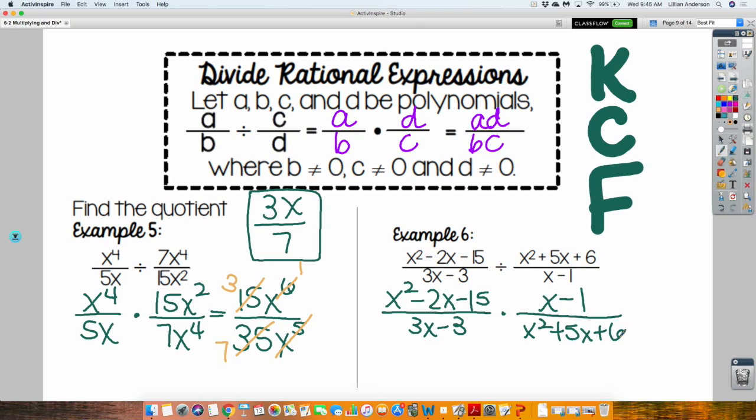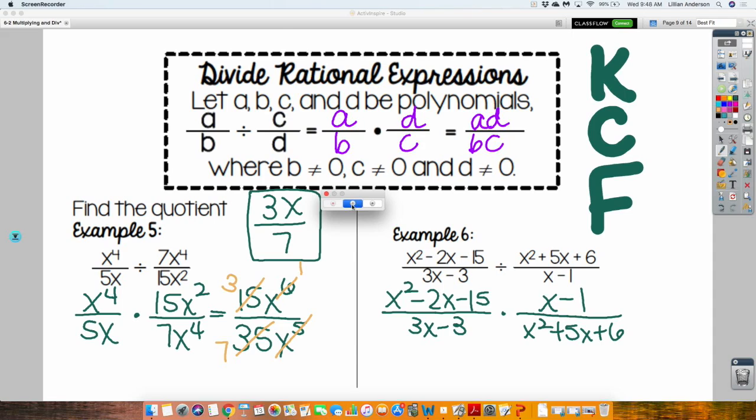What I want you guys to do right now is factor every part of that, so both numerators and both denominators, and then we'll come back together. I want to give you guys some time to factor, so factor all of this.